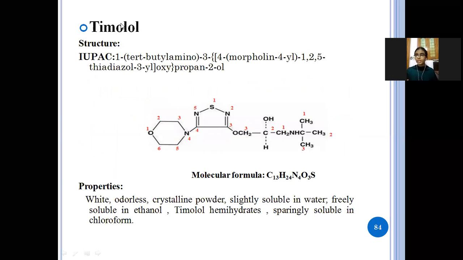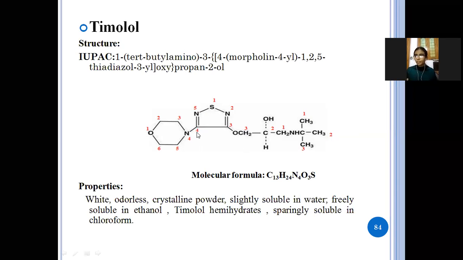Next drug is Timolol, and this is the structure of Timolol. If you see here, the IUPAC name is 1-tert-butylamino-3-(4-morpholino-1,2,5-thiadiazol-3-yl)oxypropan-2-ol. See here in the structure, this is the thiadiazole. Thia means sulfur, azole means nitrogen. Two nitrogen atoms are there, so it is a diazole. In the first position sulfur, second and fifth position nitrogen. So it is 1,2,5-thiadiazole.